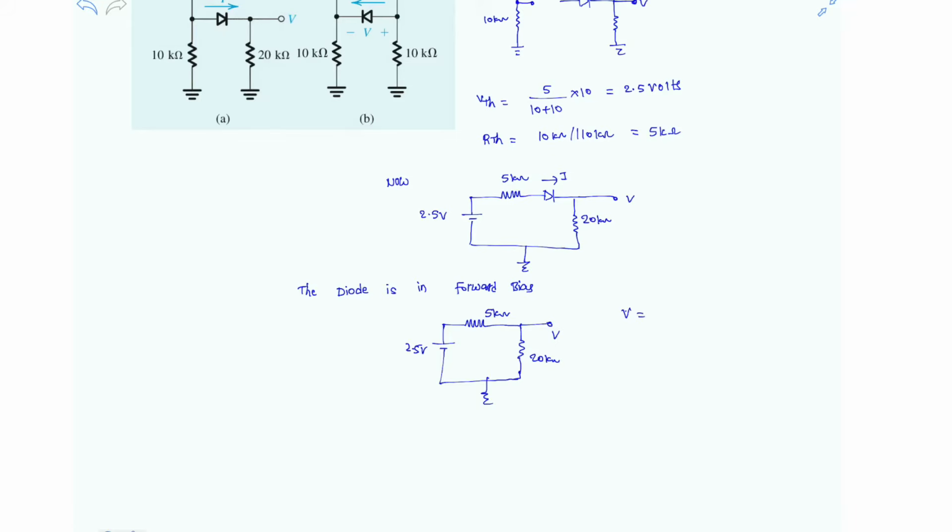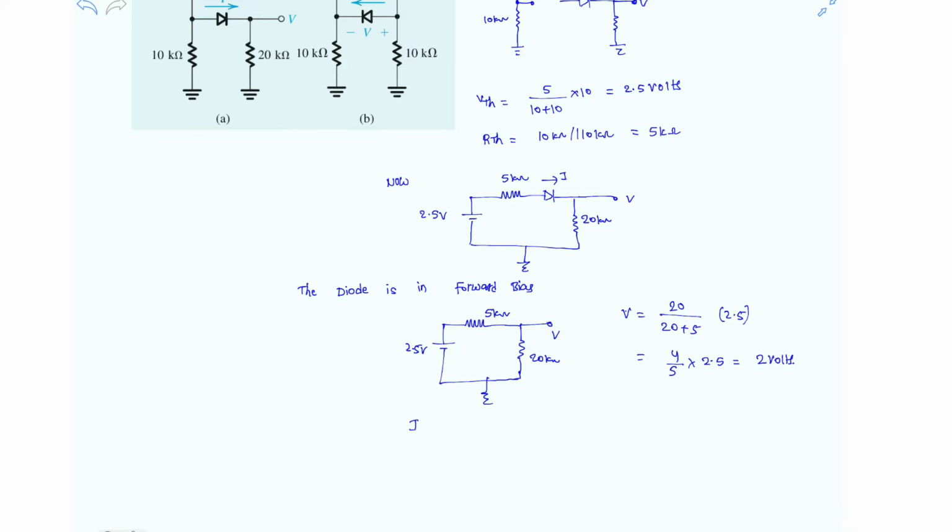Clearly the voltage V is nothing but the voltage divider equation, 20 over 20 plus 5 multiplied with 2.5 volts. That is nothing but 4 over 5 multiplied with 2.5. Clearly this is 2 volts.